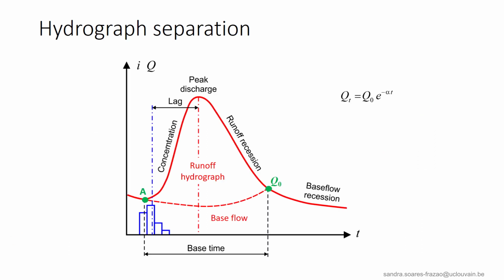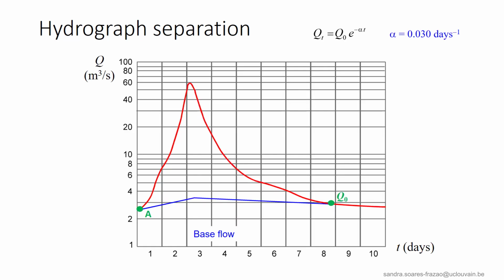So the point Q0 here is the point where the curve corresponding to the falling limb of the hydrograph starts behaving as a decreasing exponential curve. An example is given here. The flood recession curve indeed appears as a straight line in logarithmic axis. So here this vertical axis of the discharge is logarithmic. This line can then be extended until the abscissa of the peak discharge. The line then joins the starting point A of the runoff hydrograph. The part below the blue line is thus the baseflow, and the part above it is the direct runoff hydrograph.